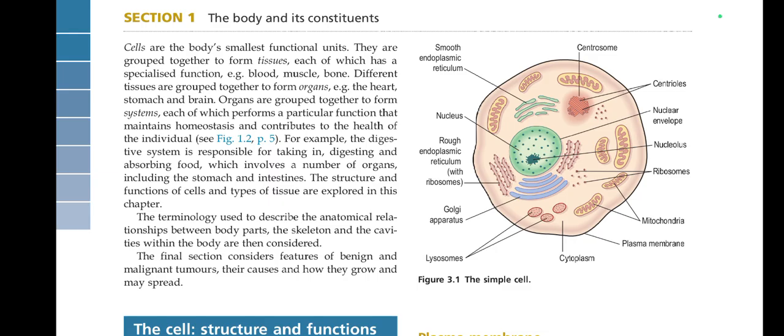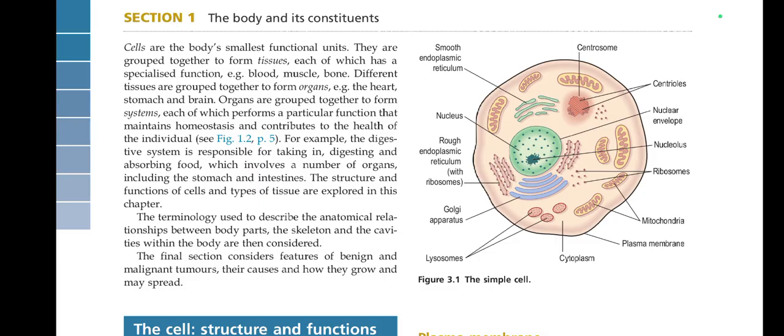So, cells are the body's smallest functional units. They are grouped together to form tissues, each of which has a specialized function. Example: blood, muscle, bone. Different tissues are grouped together to form organs. Example: the heart, stomach, and brain. Organs are grouped together to form systems, each of which performs a particular function that maintains homeostasis and contributes to the health of the individual.